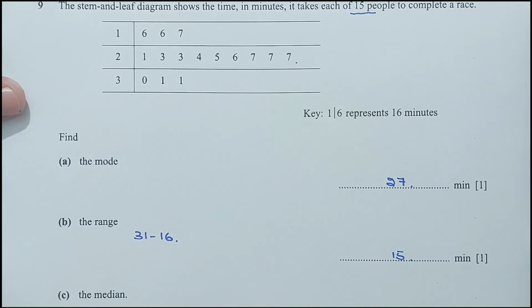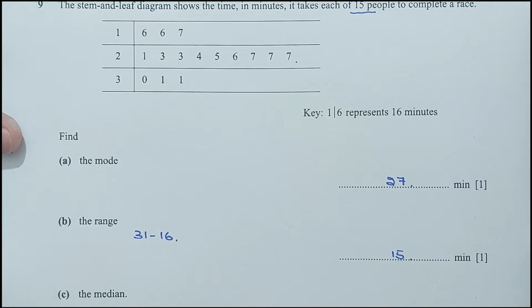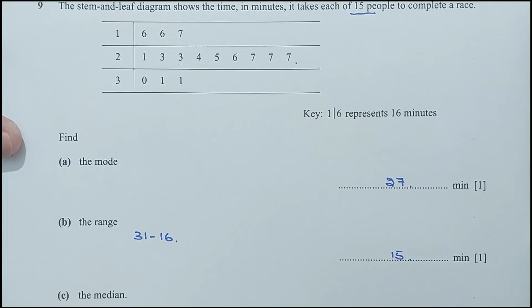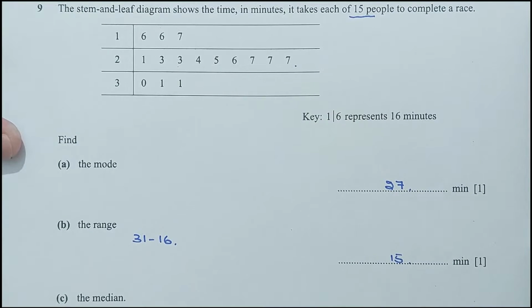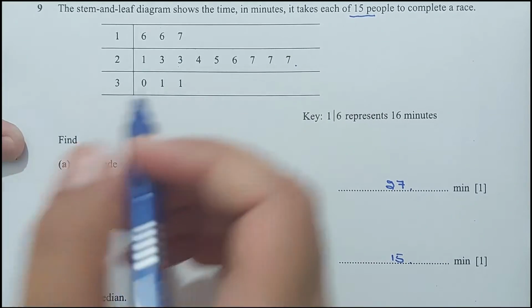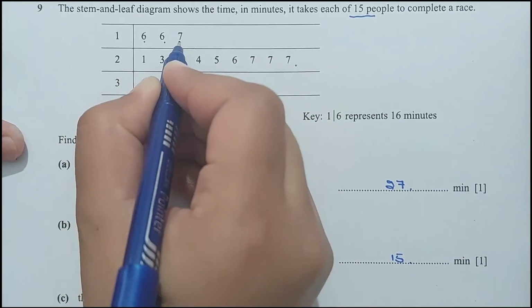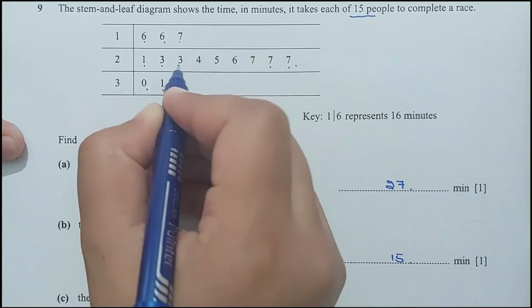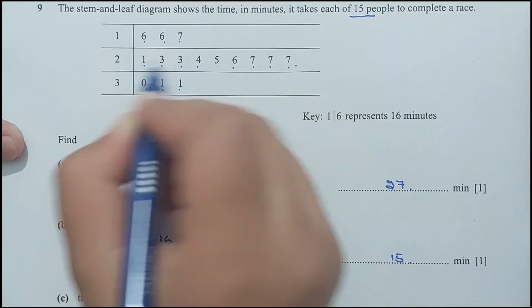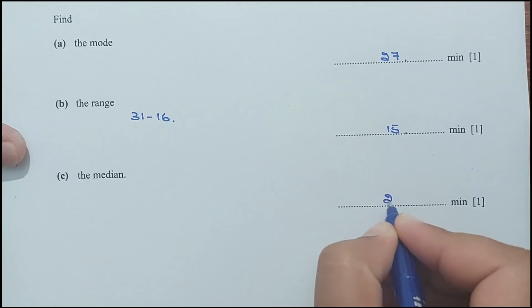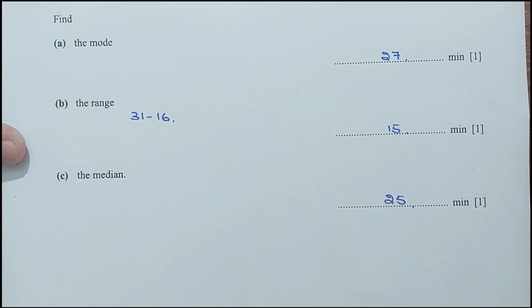Now for part C, we have to find the median. Median is the middle value of the data, since the total number of values in the data is 15. So let me pick the middle one. 25 is the middle one. That is the median. 25 minutes, the middle value.